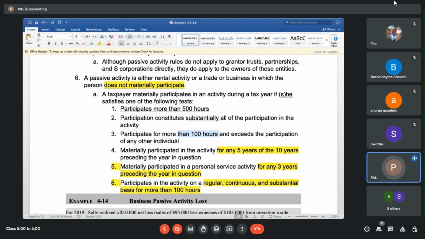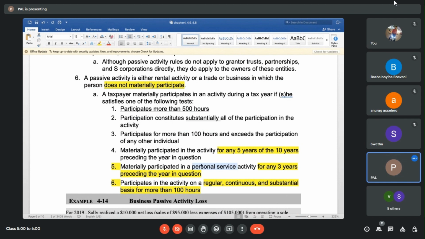Let's say the other two have put in only 100 hours, and this person is putting in 130, 150 hours. Again, in that relative context, we can say that the person has materially participated. Then for any 5 years out of the last 10 years, it has to be done materially, or maybe any 3 years preceding the year in question, they have participated in a personal service activity.